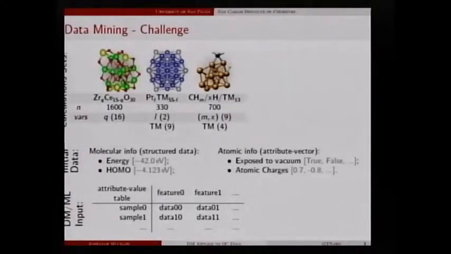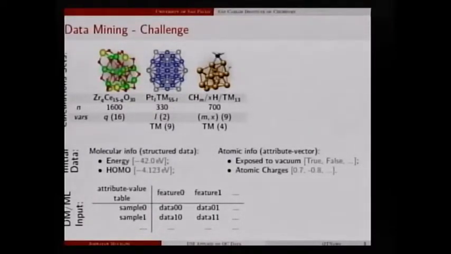Initially, we have molecular information, like the energy of the molecule, the energy of the state, like HOMO. But we also have atomic information which comes from the atoms, which basically is the atomic charge, the effective coordination numbers, the distance of bonds, also if the atoms are exposed to the vacuum or not. And to apply the data mining analysis, we would like to have an attribute value table, which associates for each molecule, for example, molecule 1, property 1, a value, and not a vector like that.